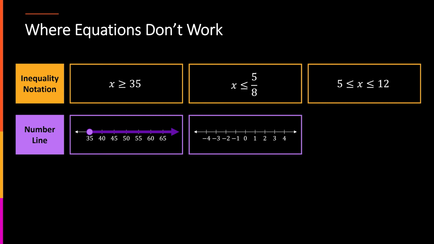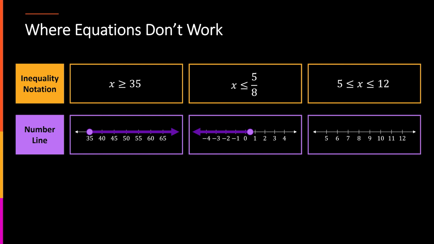So same idea with less than or equal to 5/8. Because it's less than or equal, I'm going to have this nice solid dot. And because I want to the left, my arrow is going to the left. Likewise, again, between 5 and 12, it's a mashup of these two things where I want stuff that's to the right of 5 but to the left of 12 and still including both of those. So I want a starting spot at 5, a starting spot at 12, and I want everything in between. So I have that in-between area colored in.